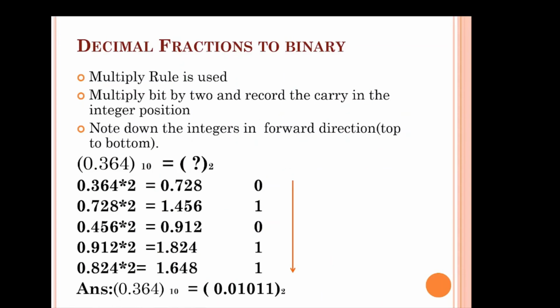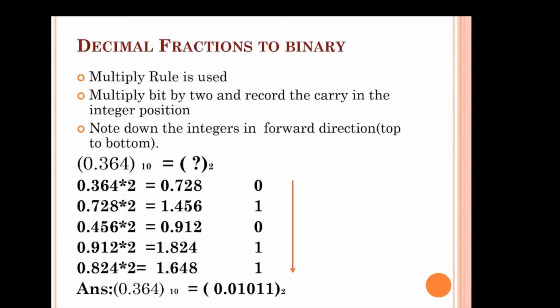Then the next part is how to convert decimal fractions to binary. For this, the successive multiplication method is used. Here you have to multiply the fraction by 2 and record the carry in the integer position and note down the integer in the forward direction. After doing this for 5 times, you have to note down these integer parts in the forward direction, that is from top to bottom, and then you will get the binary equivalent of this fractional decimal number.